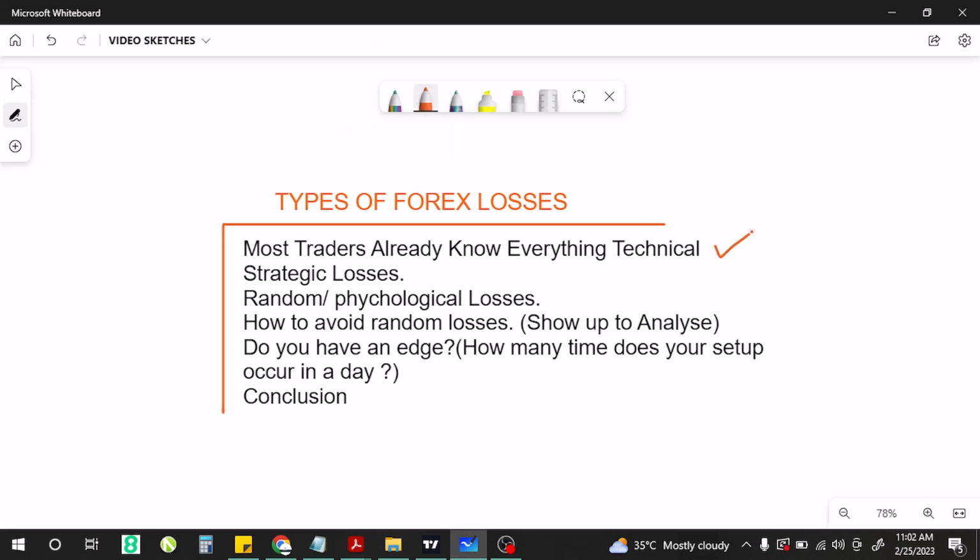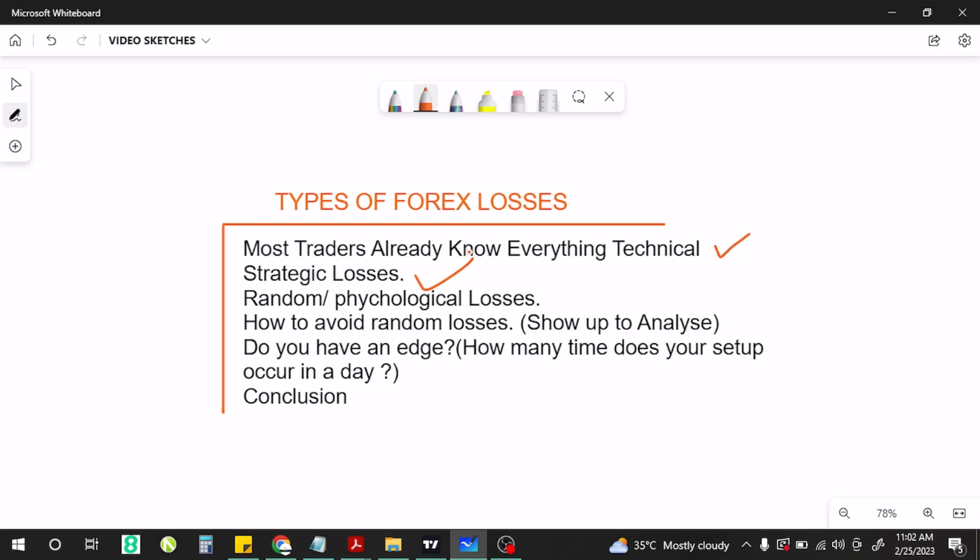First of all, I said I don't want to spew everything technical at you. I know a lot of you already have ideas of the technical analysis part of trading. Now we jump right into the types of losses. The first type of loss that we can account for is a strategic loss. Now what is a strategic loss in Forex? I know a lot of traders have not spoken a lot about Forex losses. They just say, oh, you learn from your losses, learn from your losses.